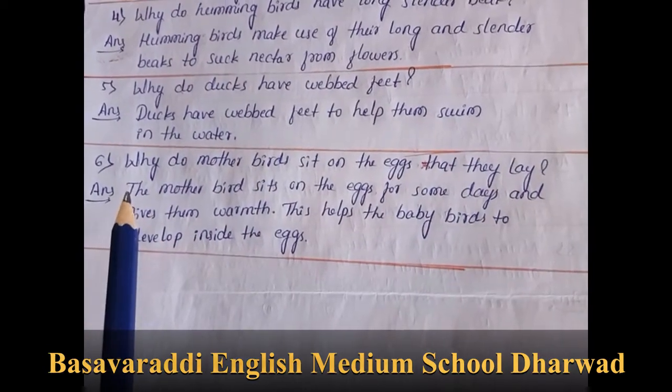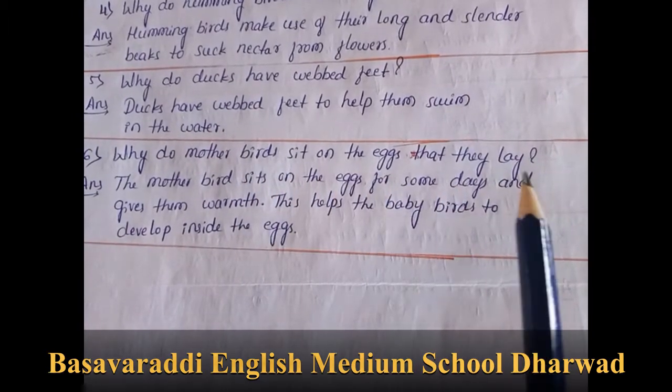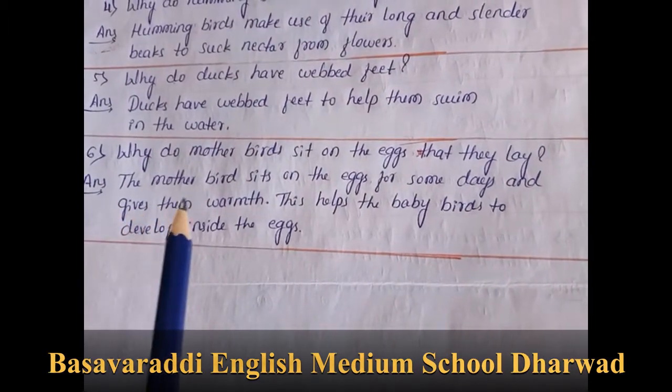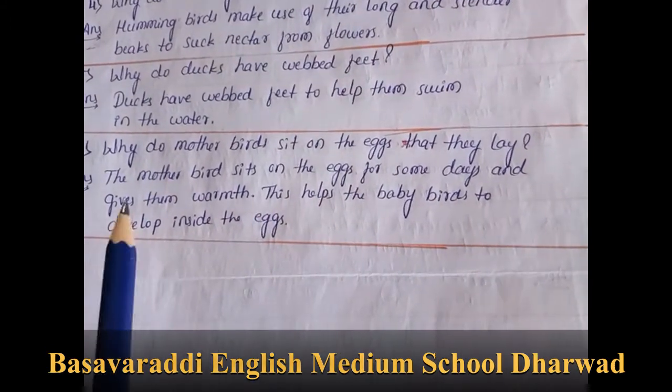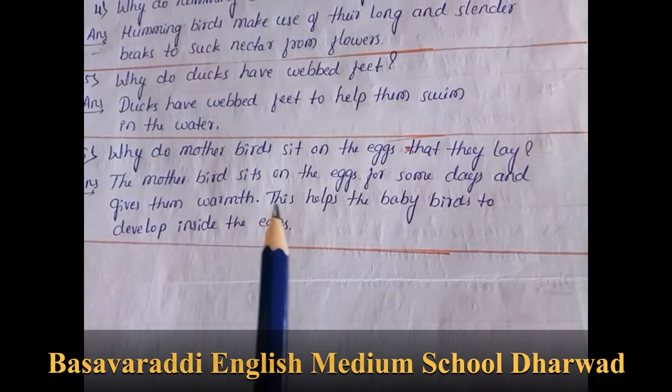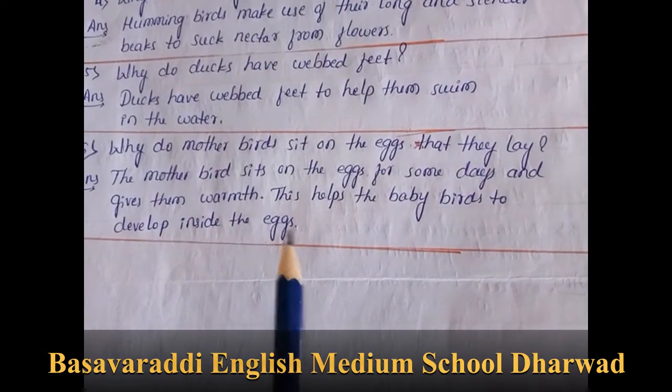Sixth one, why do mother birds sit on the eggs that they lay? Answer, the mother bird sits on the eggs for some days and gives them warmth. This helps the baby birds to develop inside the eggs.